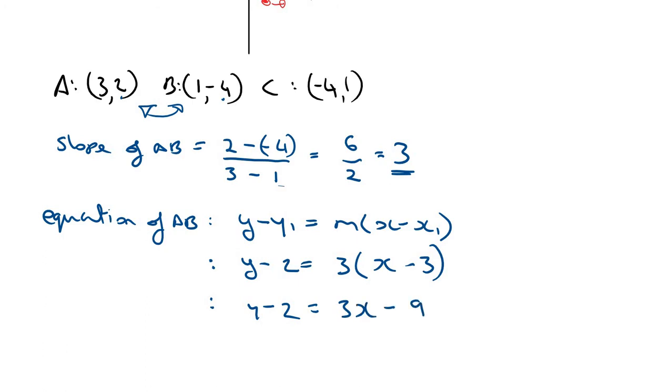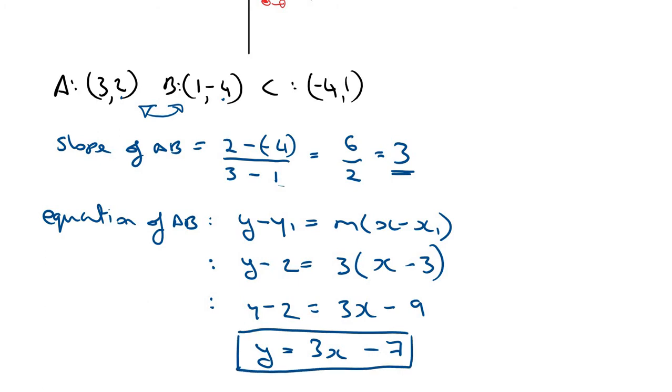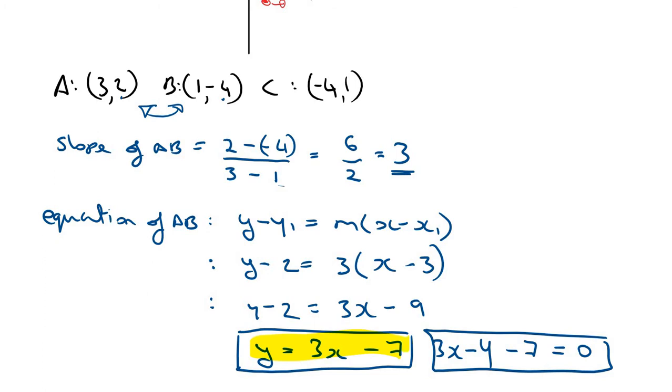And we can write this in a number of ways. So I can write it as y equals, bring the 2 over, so add 2 to both sides, 3x minus 7. That's one way of writing it. I could also write it with everything on one side, so it would be 3x minus y minus 7 equals 0. This way is a really useful way of writing the equation of a line, because it allows us to straight away pinpoint some information about the line.